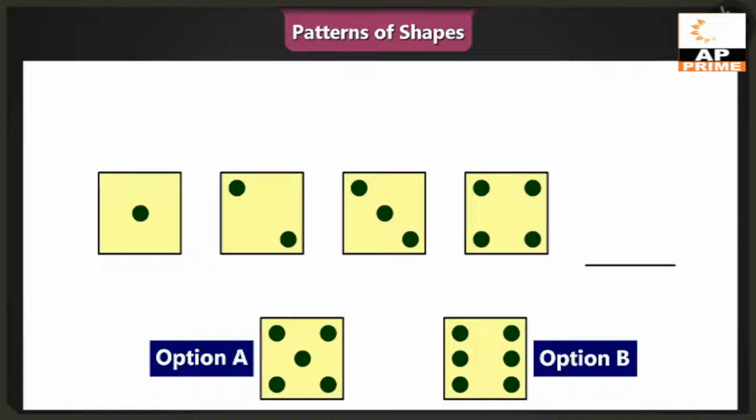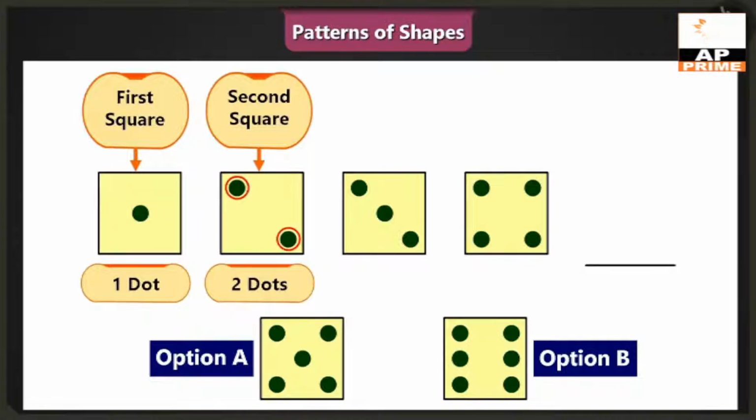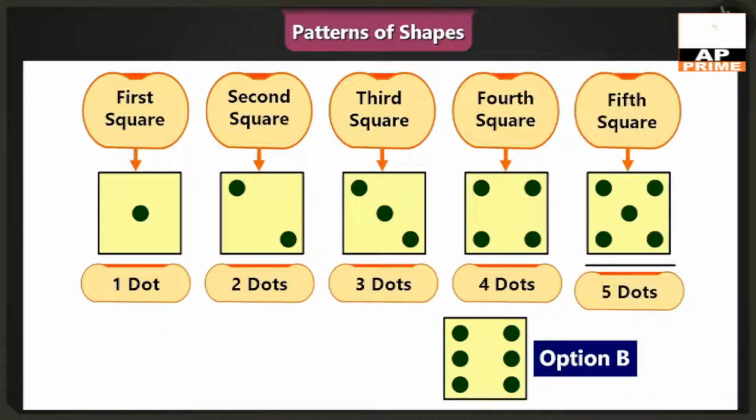I still do not understand this. Look, Winnie, the first square has one dot and the second has two. Yes, third square has 3 and the fourth has 4 dots. This means that the dots in these squares are in ascending order. So, according to this pattern, the fifth square will have 5 dots in it, right?